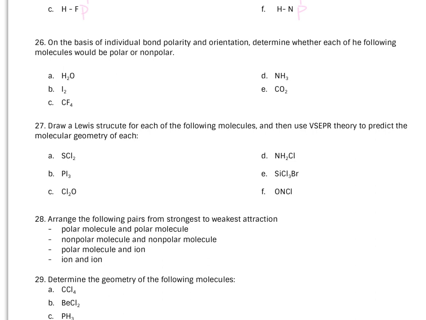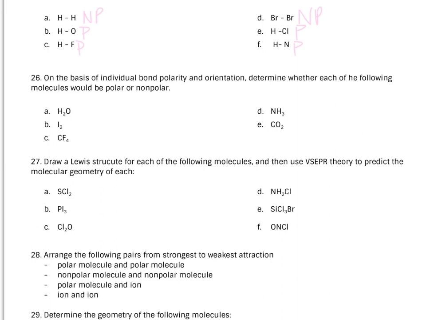Number 26, though, says on the basis of individual bond polarity and orientation, determine whether each of the following molecules would be polar or nonpolar. So in this case, we're not talking about bonds. It wants to know if the molecules are going to be polar or nonpolar. Okay? So we have to look a lot at the orientation of the molecules. So I already drew water. We know water is polar. Iodine, because of the fact that it's two iodines together, is going to be nonpolar.